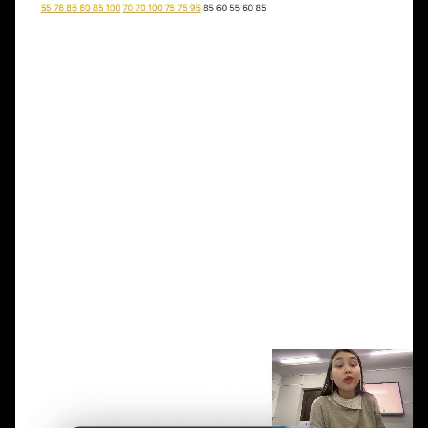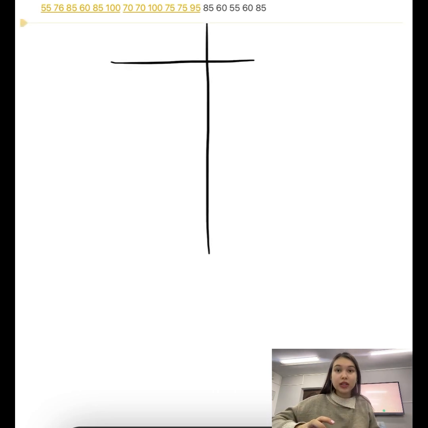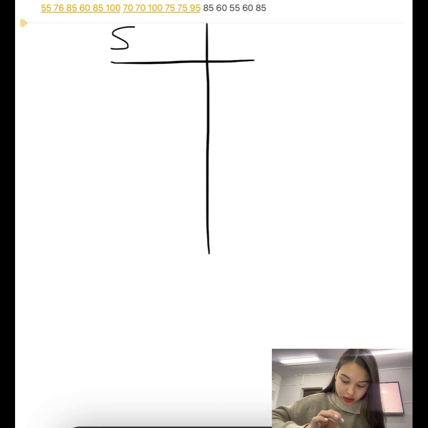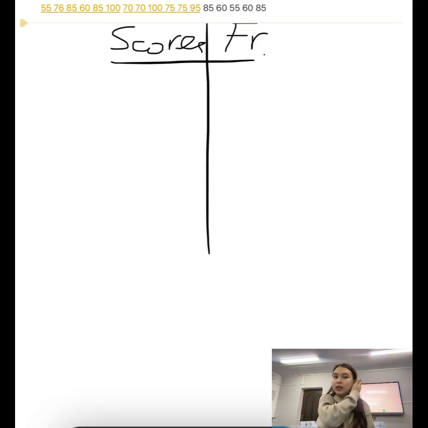Make a frequency table of this data. So first of all, we have to draw a table. Here is written that the interval is the test scores. So I will write scores, and in here I will write FR for you to understand that it is the frequency table. Not the table, it's just the frequency distribution.